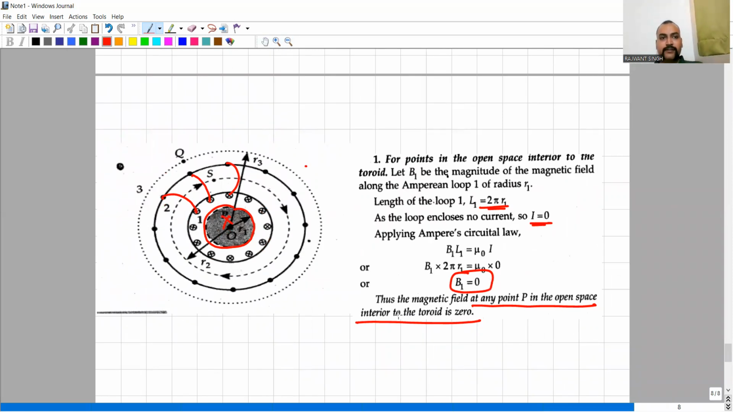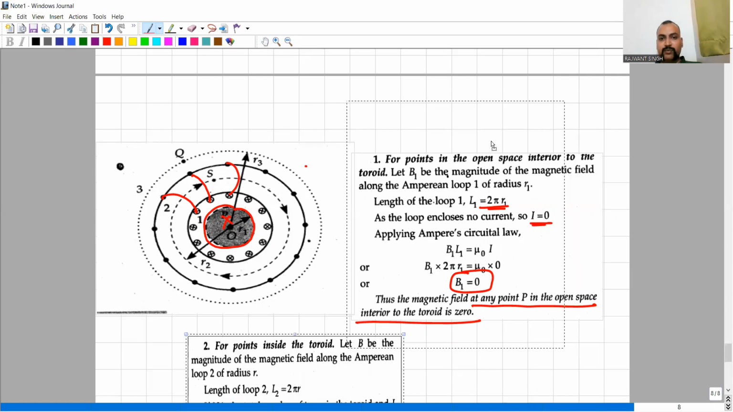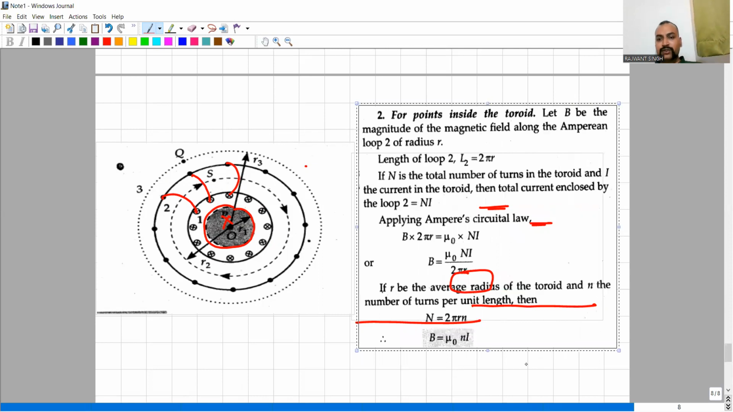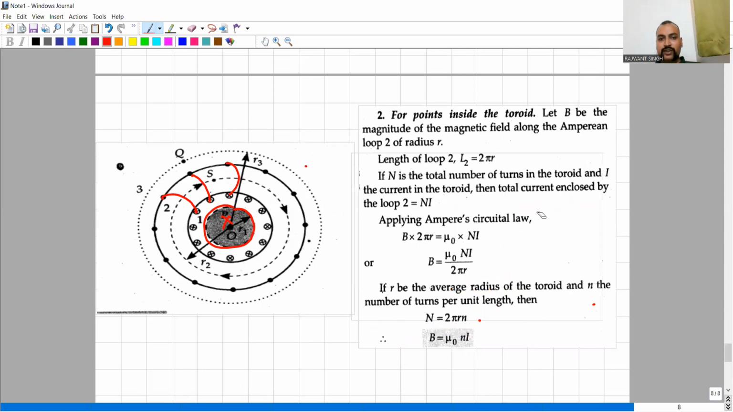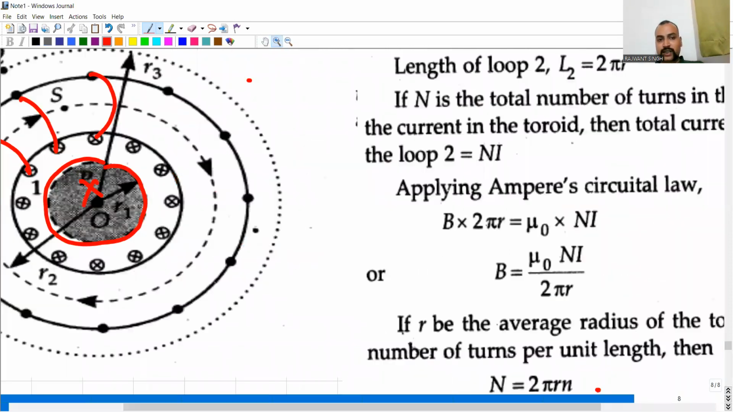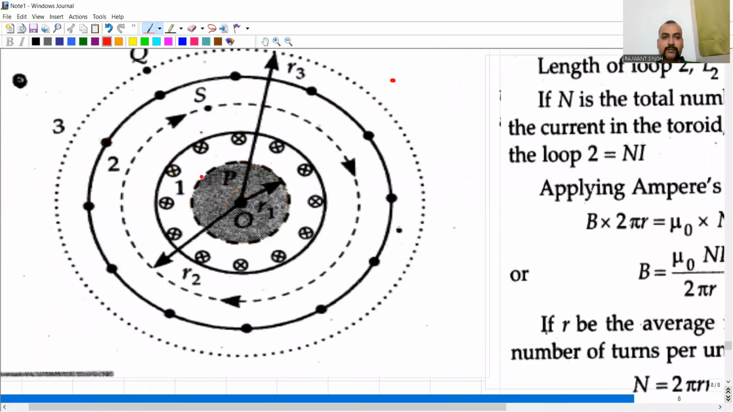Then the magnetic field inside the toroid. Okay, magnetic field inside the toroid. We can very well see that inside the toroid, if you make this loop, the loop would be enclosing the current. So which loop? Let's find out. This loop I'm talking about, number 2.